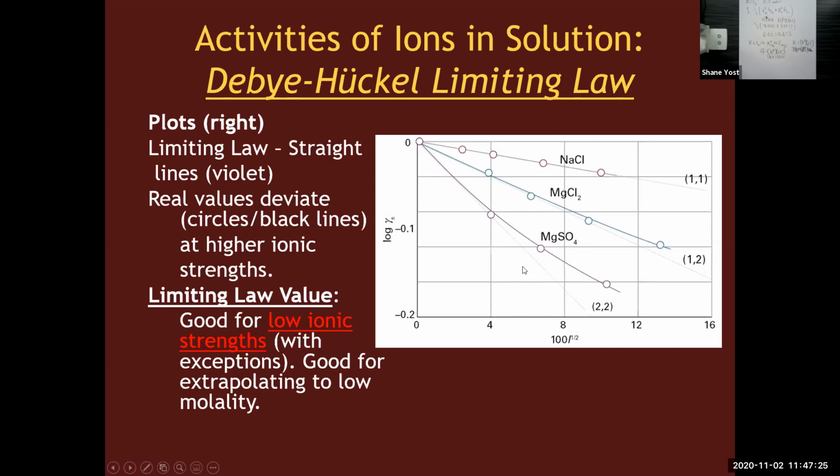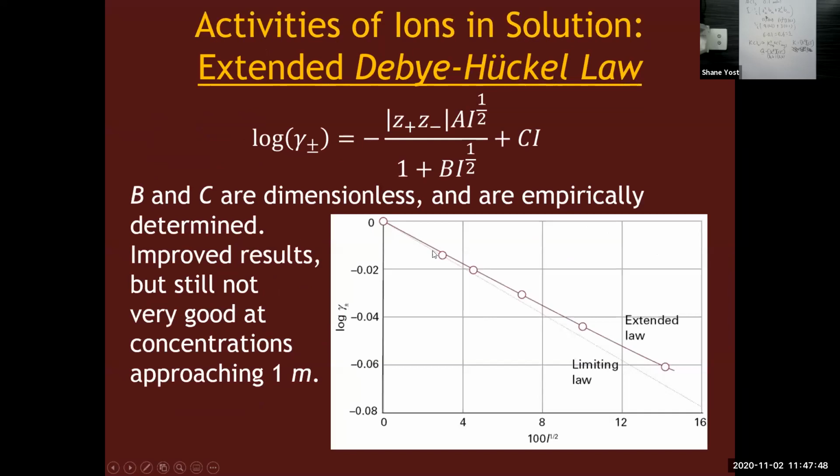You see here, again, as you get higher and higher ionic strength, so the x-axis is the ionic strength to the square root power, multiplied by 100 so that the numbers here are 4, 8, 12, 16. But again, as you get to higher and higher ionic strength, the deviation starts going away.